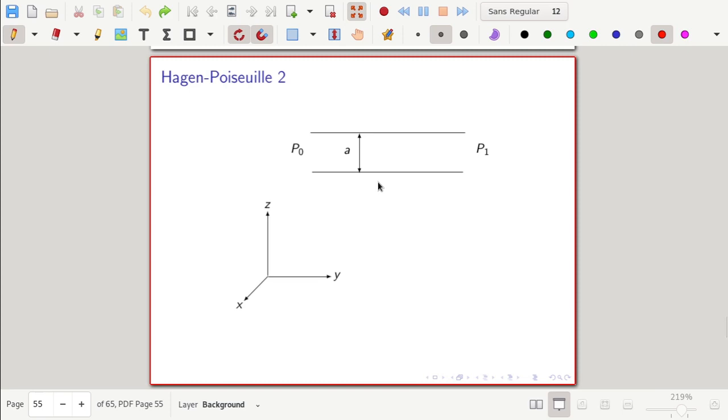First of all, what is the geometry of the problem? You have two infinite plates, a pressure gradient between those plates, and a distance A in between those plates. Here we're showing 2 dimensions, but if you think about this problem in 3 dimensions, it would be something like this: two infinite plates and flow in between these two plates.